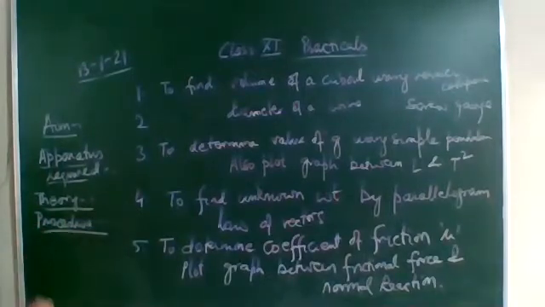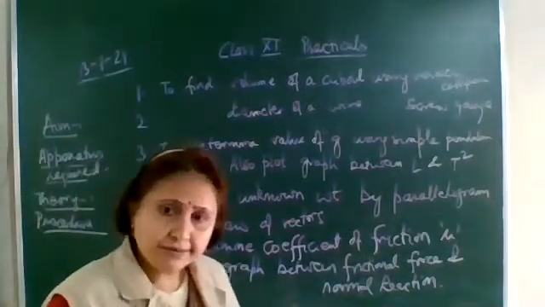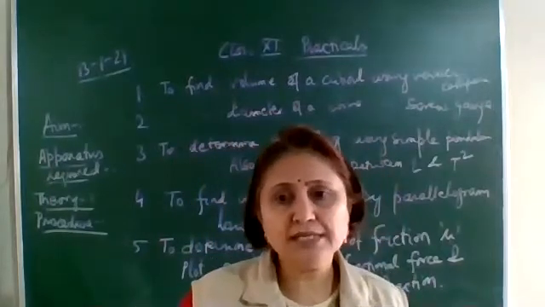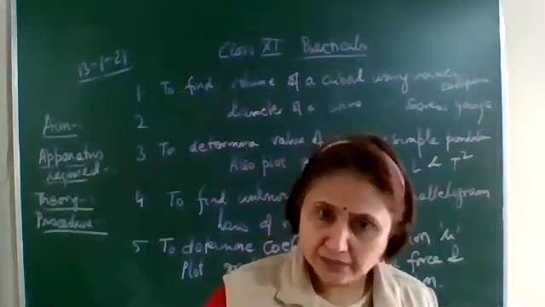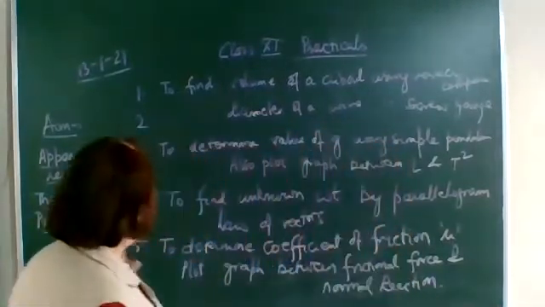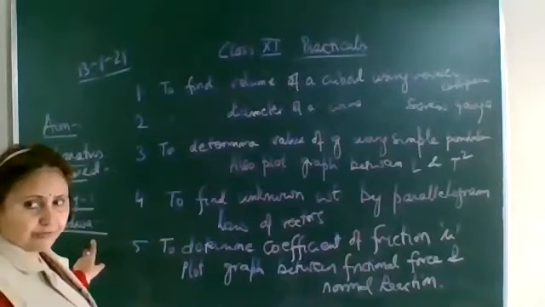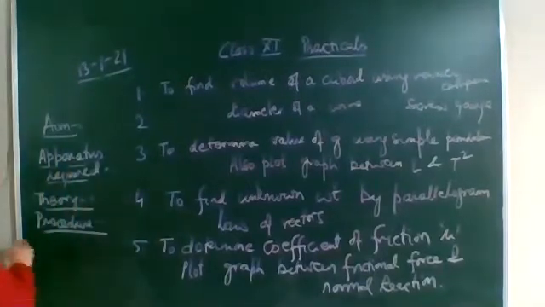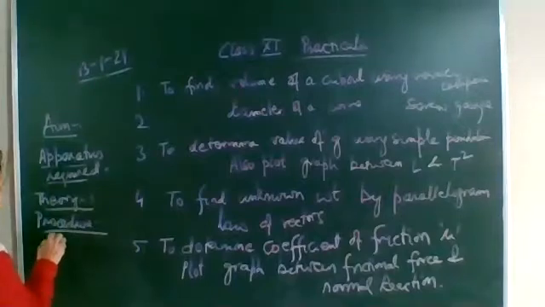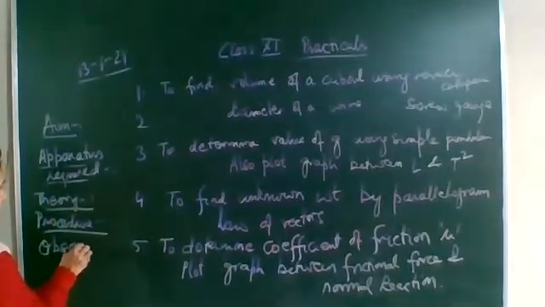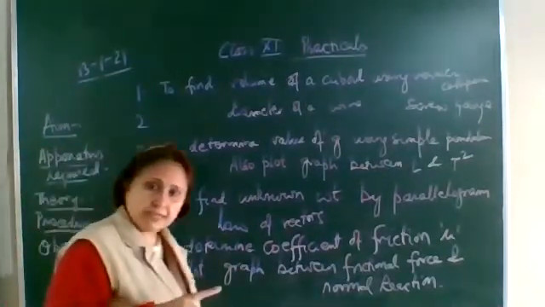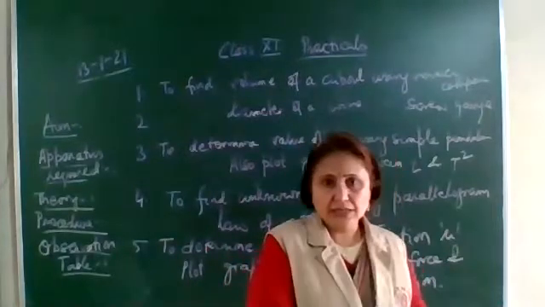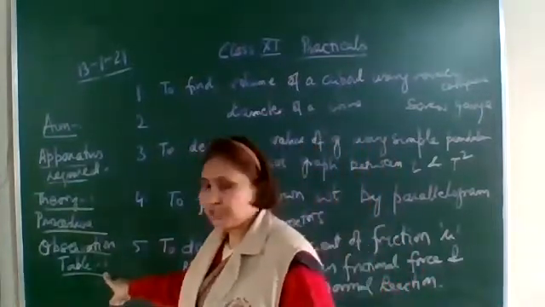Read the experiment, whichever book you have, and write the procedure in your own words, point wise. Only 2, 3 or 4 points, not more than that. So procedure, 4 or 5 lines, point wise. Then you will make the observation table. This observation table is given in the practical book, which you will make on the left page. In the practical file, the left page is the blank page, there you will make the observation table.